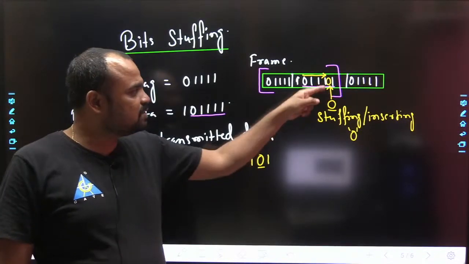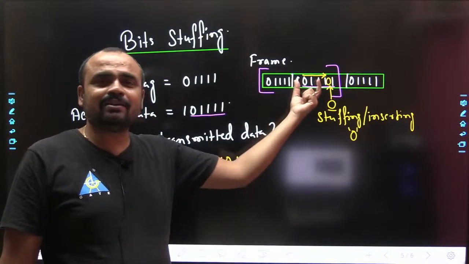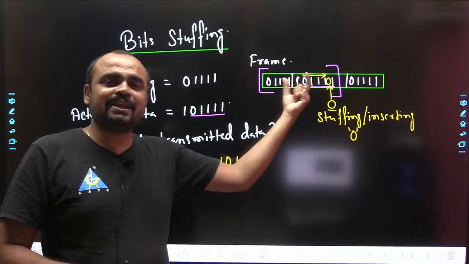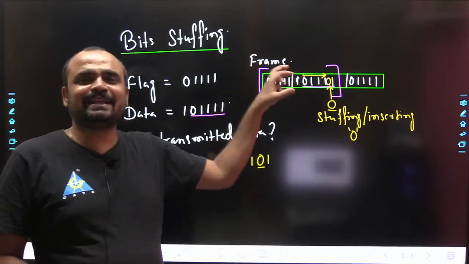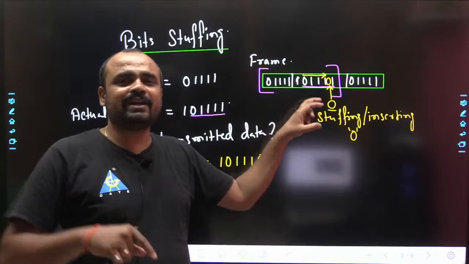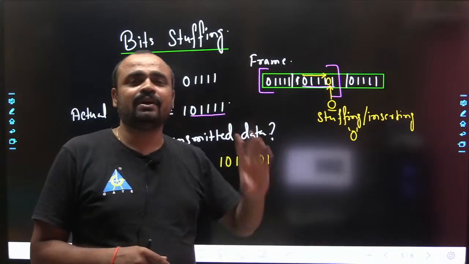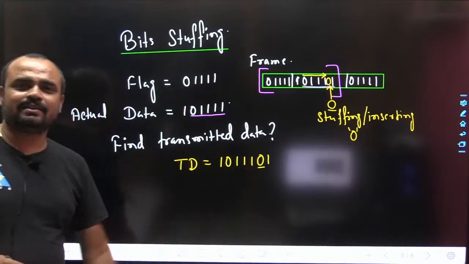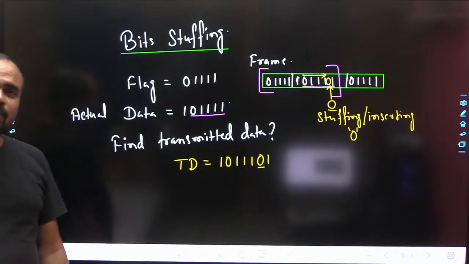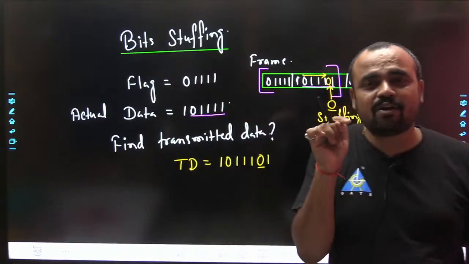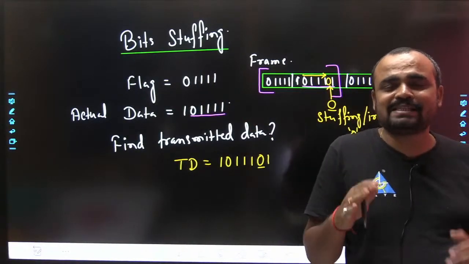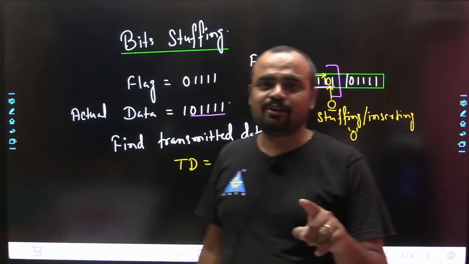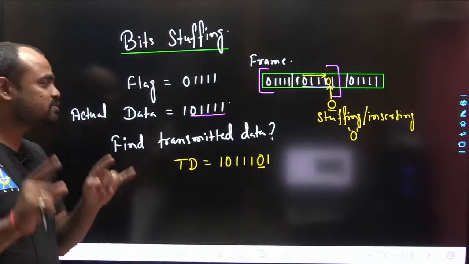Once we insert 0 over here, the flag pattern will be removed from the data part, and if there is no flag pattern inside the data part, then the receiver will always receive the correct frame. So the final transmitted data will be this. So finally, what is the logic of inserting 0 inside the data field? I am going to write it. What will be the final logic? So please try to understand.